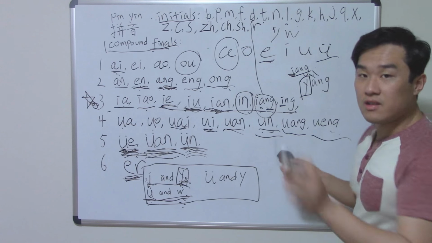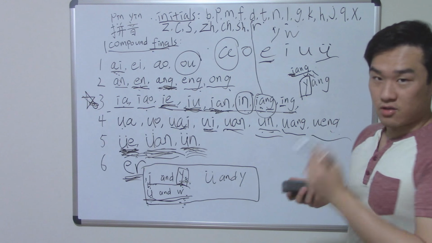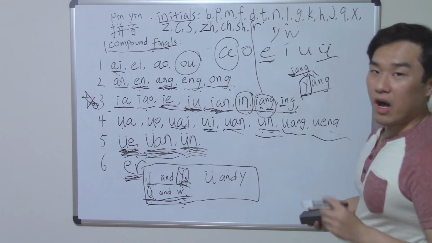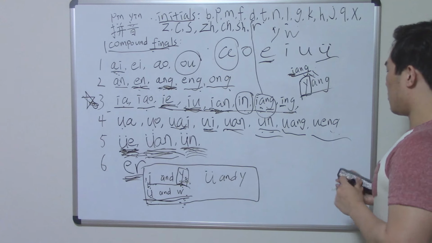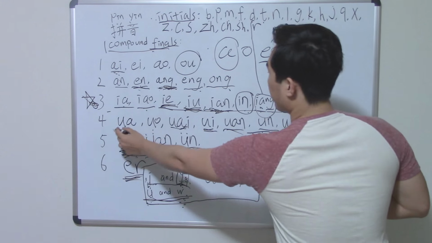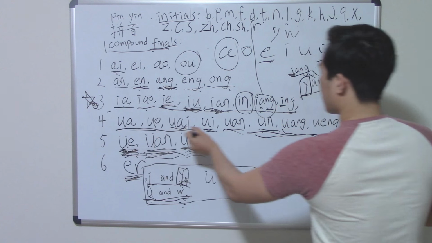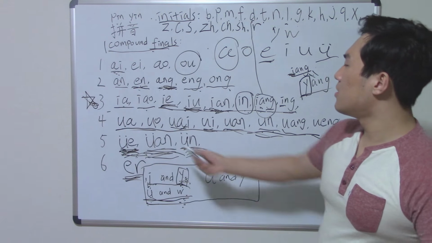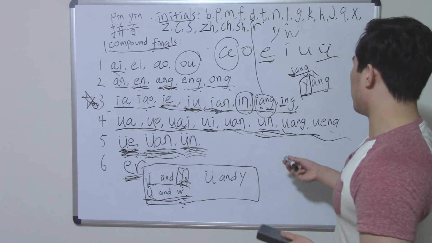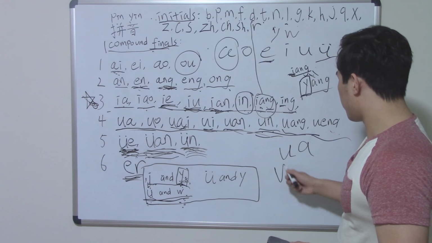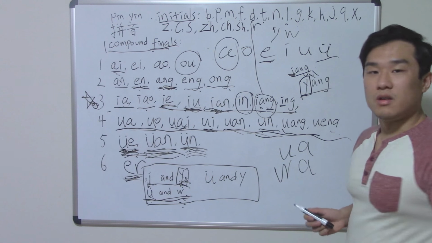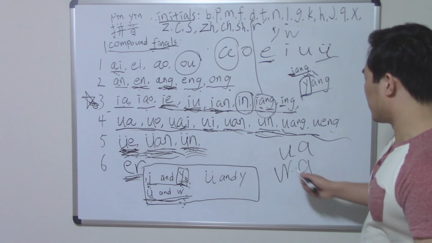Okay, whenever there is an initial, if you use I as the initial, then it becomes Y. Same thing with U. So O here, number 4 here, right? Number 4, right? So instead of writing UA, what do you write? You write WA, right? So that becomes this.